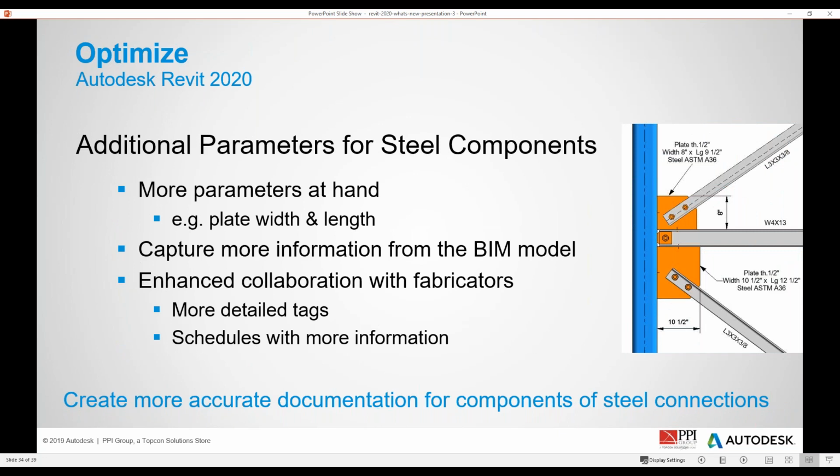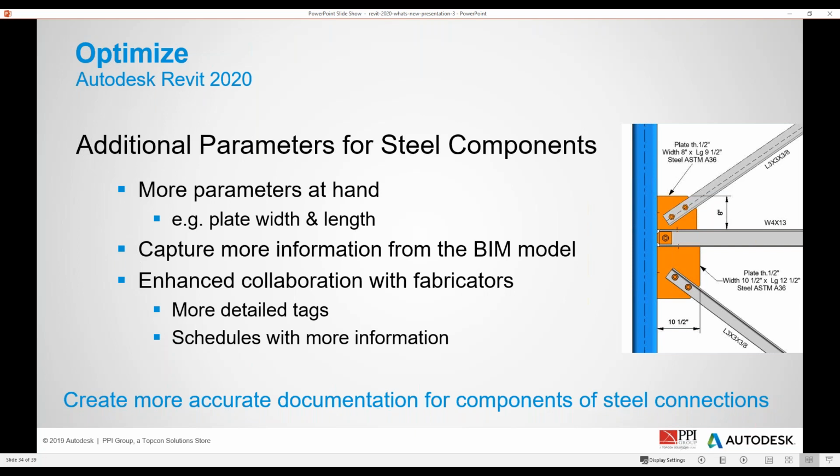And the additional parameters for steel components. So I kind of showed you guys these earlier, but basically, you'll see that your new parameters for components of steel gives you more control over the information contained in your engineering documentation. You will notice plate tags, bolt tags. There's just a lot of different features in there for us.